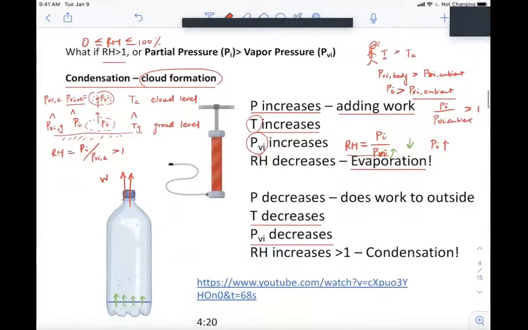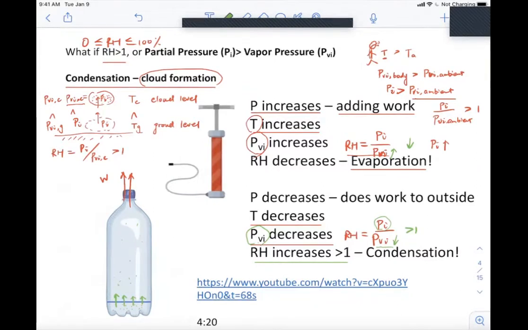So now if you write out the RH equation again, Pi equal to PVI, now you have a smaller value of the vapor pressure, right? So the vapor pressure responds very fast to the temperature, while at the same time, the partial pressure, the existing water vapor, cannot respond that fast, right? If that cannot respond that fast, then you create the condition of RH larger than 1. If the RH is larger than 1, you have condensation, and that's why you form those clouds in the bottle.